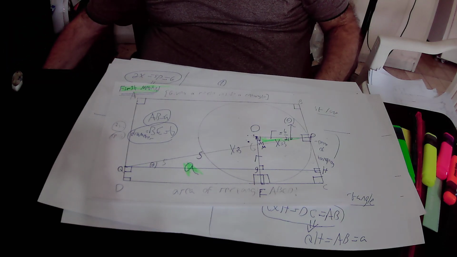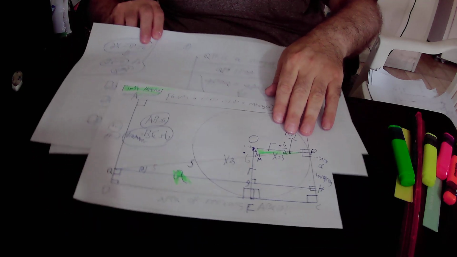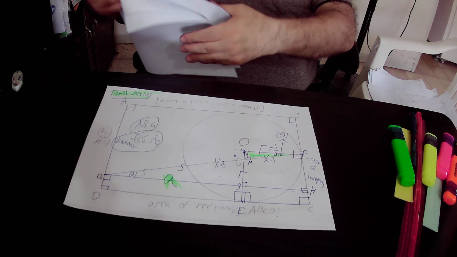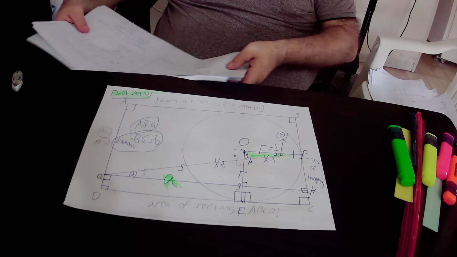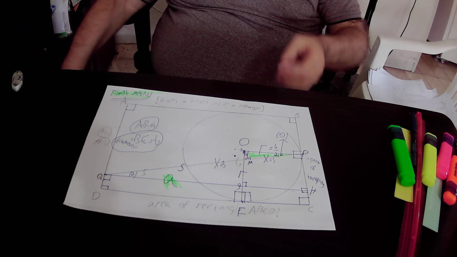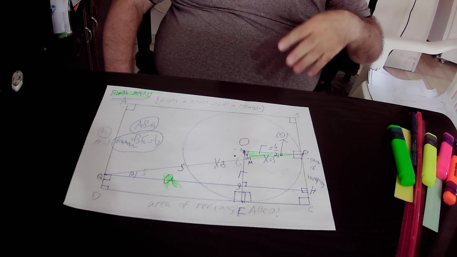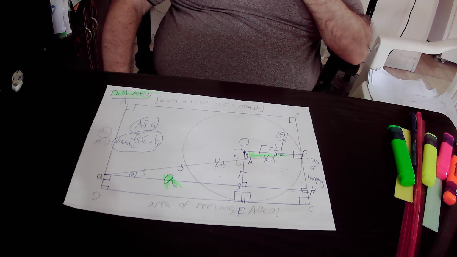Here we have rectangle ABCD. In rectangle ABCD, we have a circle that is inscribed in the rectangle, and our mission is to find the area of this circle.